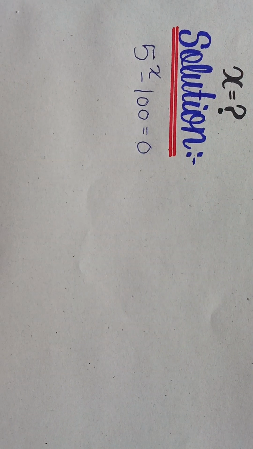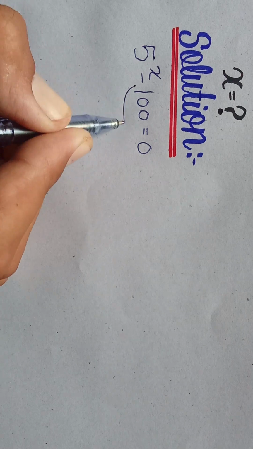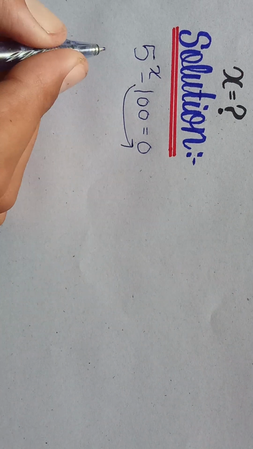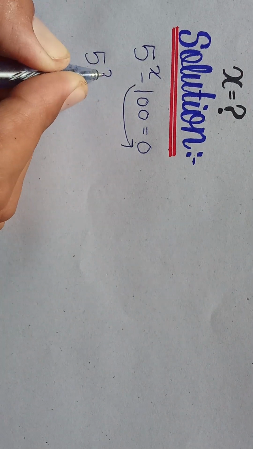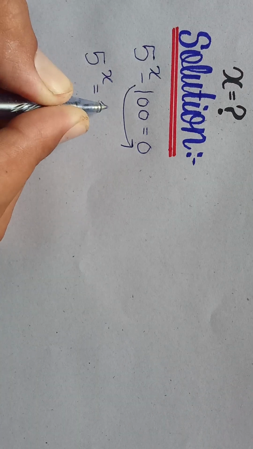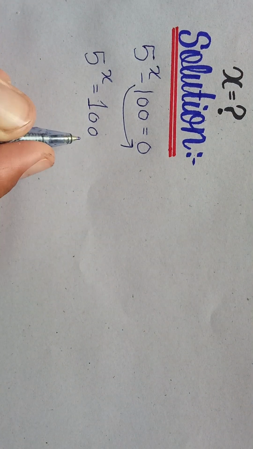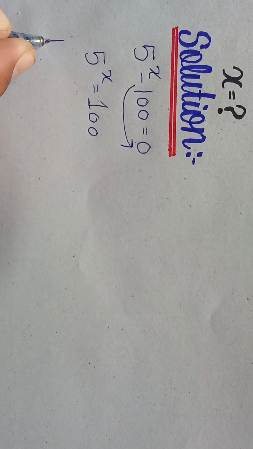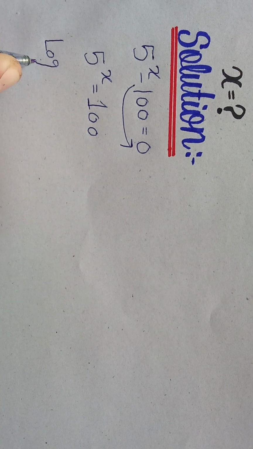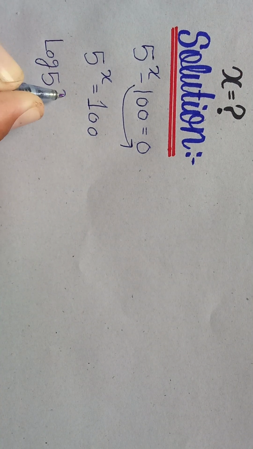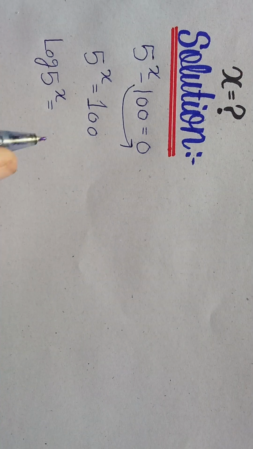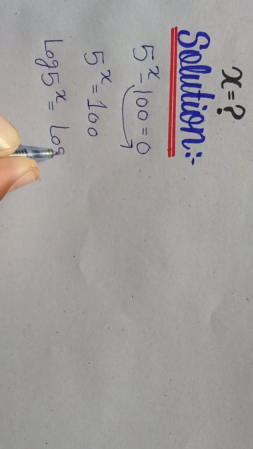Now in the next step I can shift this negative 100 to the right side. So it becomes 5 to the power of x is equal to 100. Now dear student, this is an exponential equation, so we apply logarithm on both sides. It becomes log 5 to the power of x is equal to log 100.